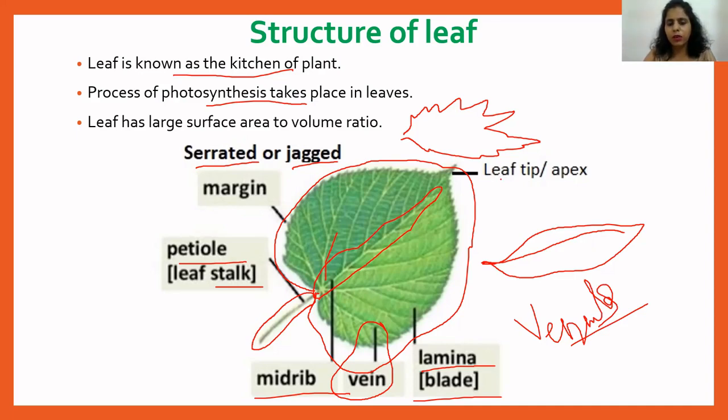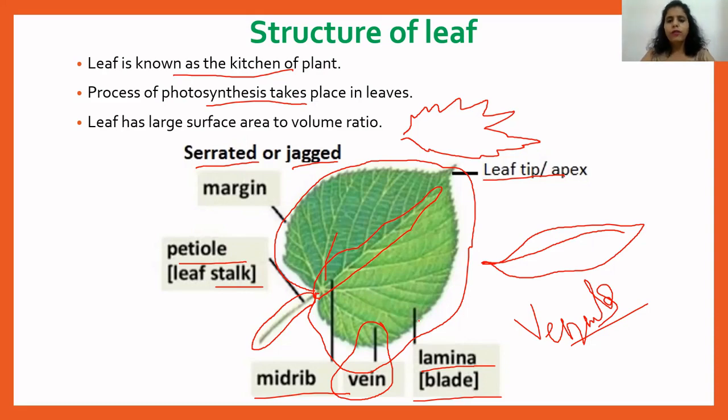The tip of the leaf is always known as leaf tip or apex. So this is the serrated or jagged margin, petiole, leaf stalk, midrib, vein, lamina or blade, and leaf tip or apex. One last point which I want to tell you here is why the petiole, midrib, veins and venules are important: inside the midrib, veins or petiole run the vascular bundles. You have studied in your lower classes about vascular tissues, that is xylem and phloem. These xylem and phloem are present inside the leaf in the midrib, veins or petiole.